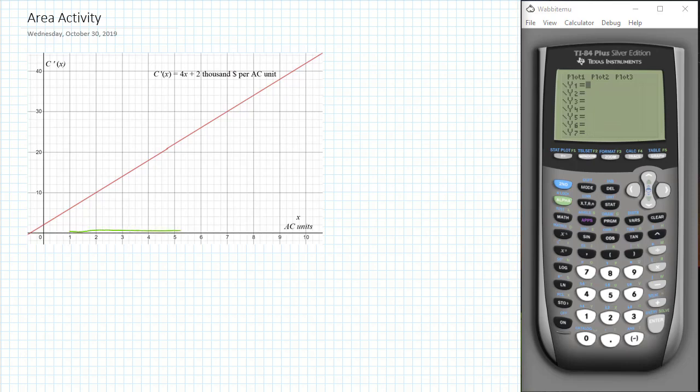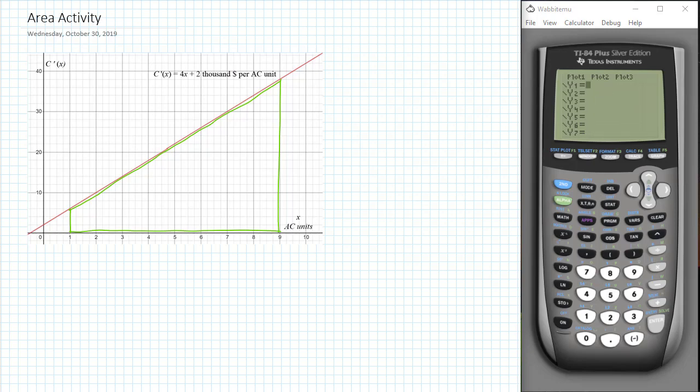So from 1 to 9, below the curve and above the x-axis. So I'm trying to find the area of that region inside there.